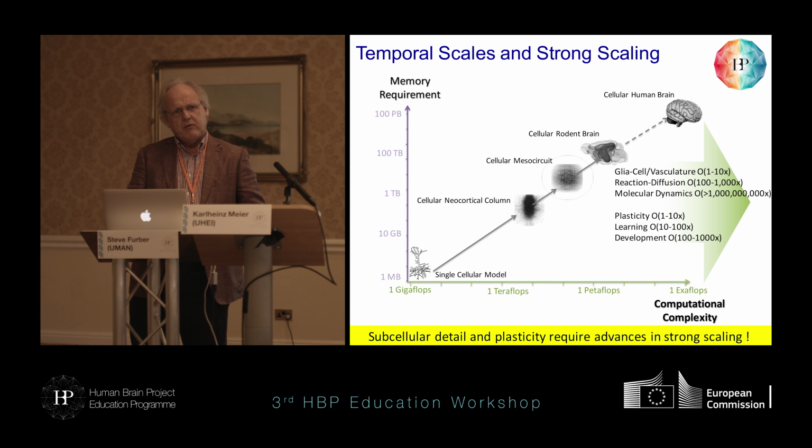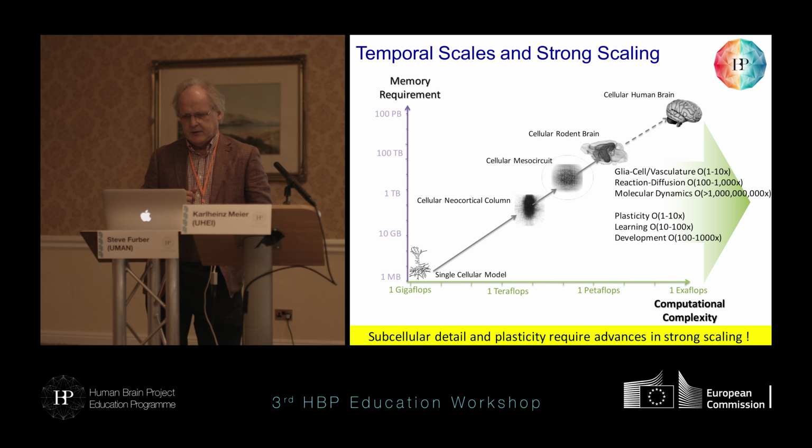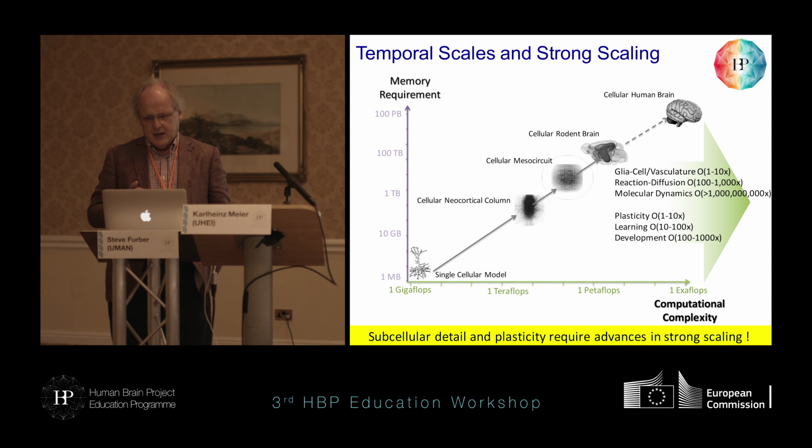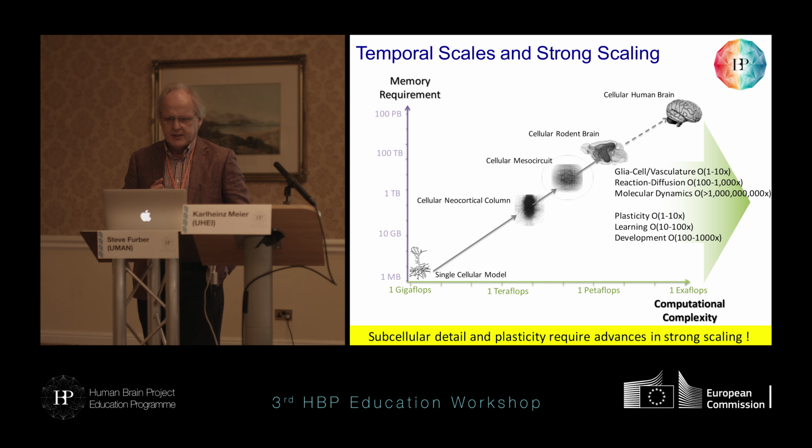But that may not be all you're interested in. This is just running the real-time point neuron models. There's more detail in the biology than those models capture. And for instance, if you want to add details such as the influence of vasculature or glial cells, then you can expect your simulation cost to go up by 10 times.